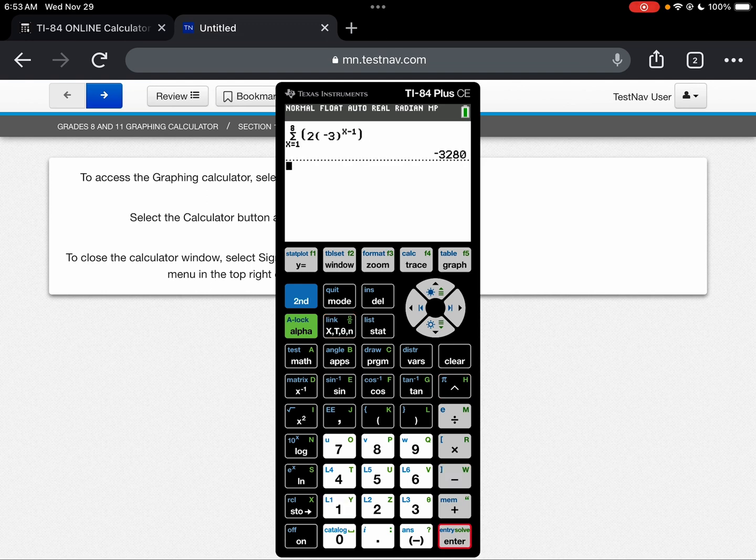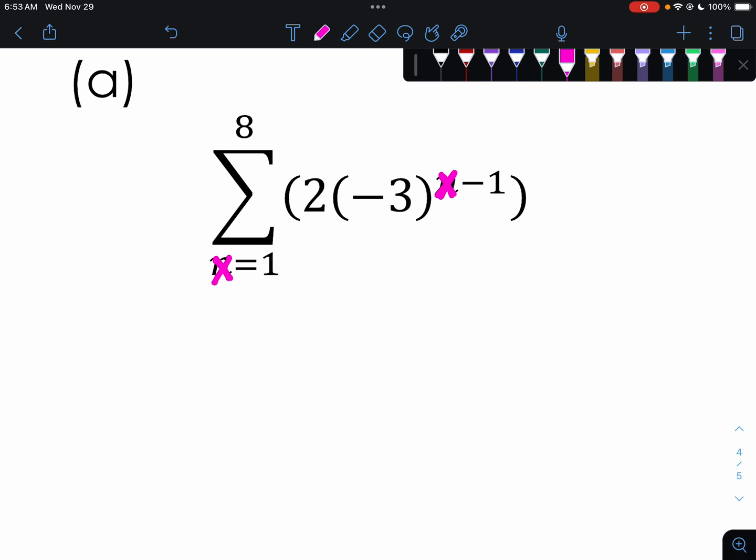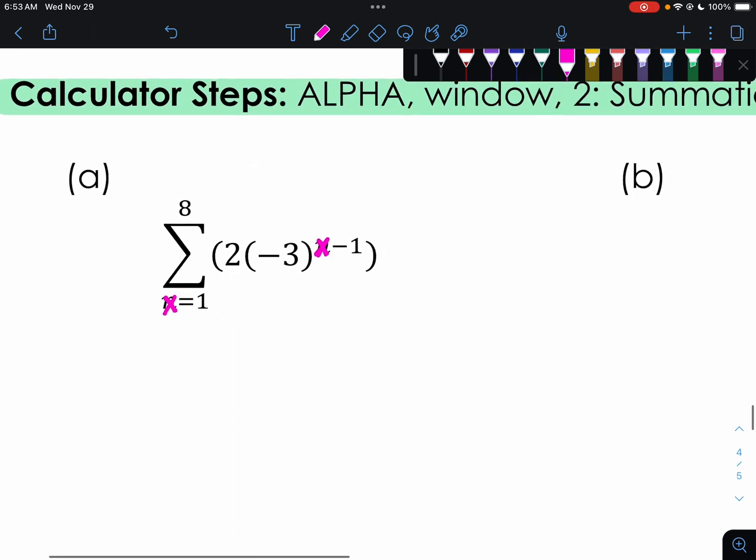We press enter, and we get our answer, negative 3,280. So let me go back. So this equals negative 3,280. Boom. That's it. That's the evaluation. So if we were to plug in 1, plug in 2, 3, 4, 5, 6, 7, and 8, and we took all those numbers and we added them together, then we would get negative 3,280.